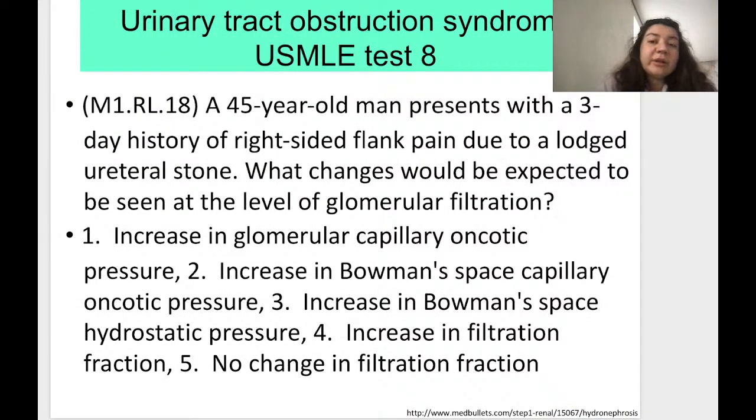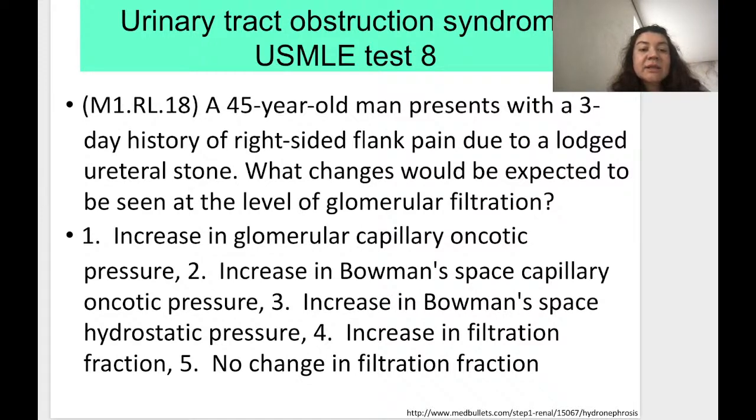And now a USMLE test about urinary tract obstruction. A 45-year-old man presents with a 3-day history of right-sided flank pain due to a lodged ureteral stone. What changes would be expected to be seen at the level of glomerular filtration?